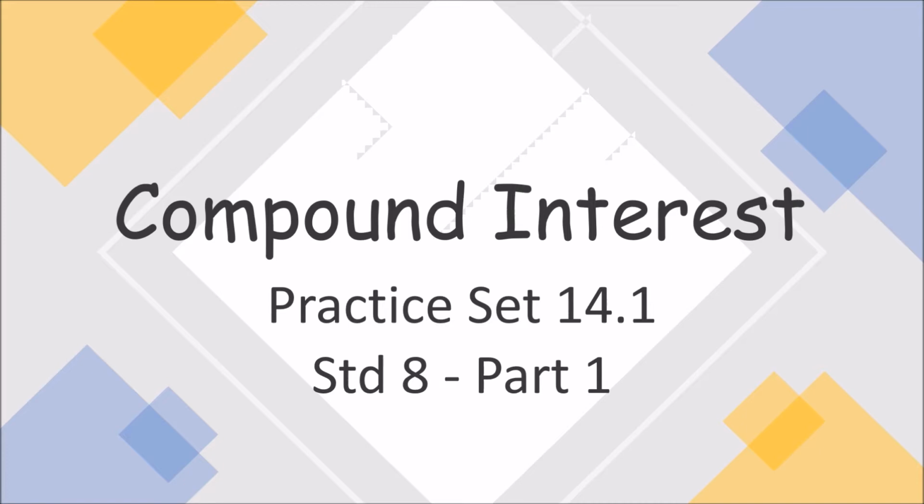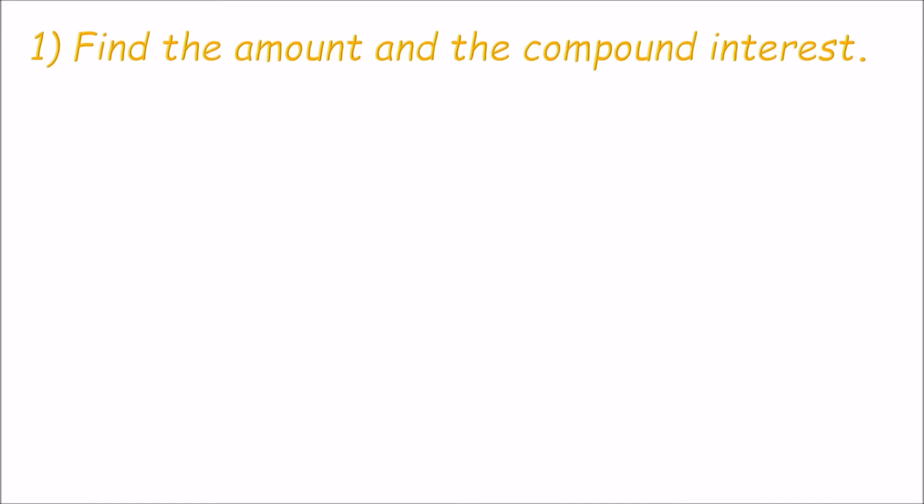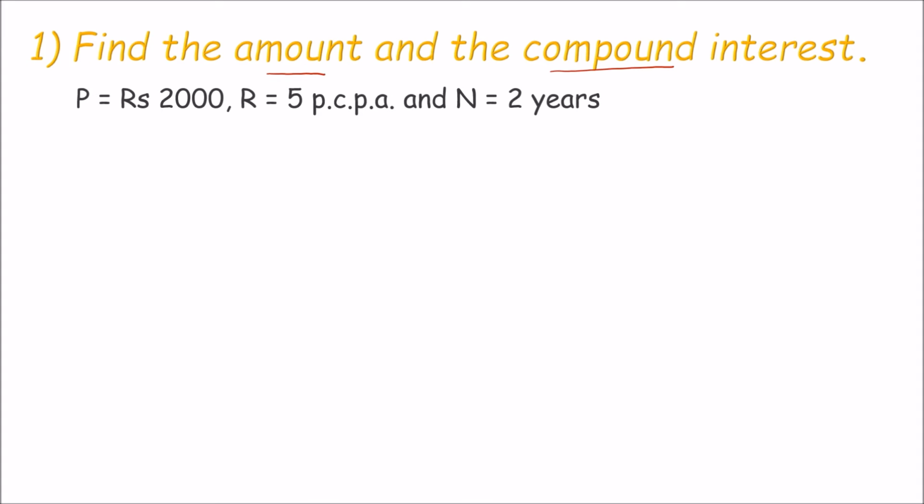Practice set 14.1. Let's learn. Here we have the first question. Find the amount and the compound interest. Here P is given 2000, the principal is 2000, the rate of interest is 5% per annum and the duration is 2 years. So let's see the solution of this question.